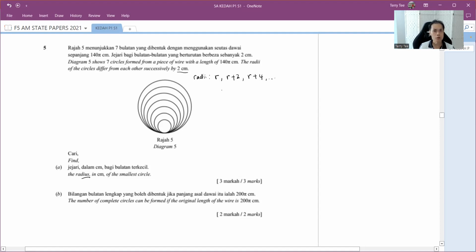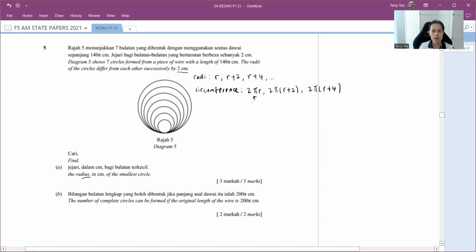But here the question says you use a piece of wire and bend it to make multiple circles like this. So that means the length of the wire is actually the circumference, and circumference is given by 2 pi r. So the first one is 2 pi r, the second one will be 2 pi (r plus 2), the next one will be 2 pi (r plus 4). Okay, we don't need to write everything. I just want to show you that we can find a common difference from here.